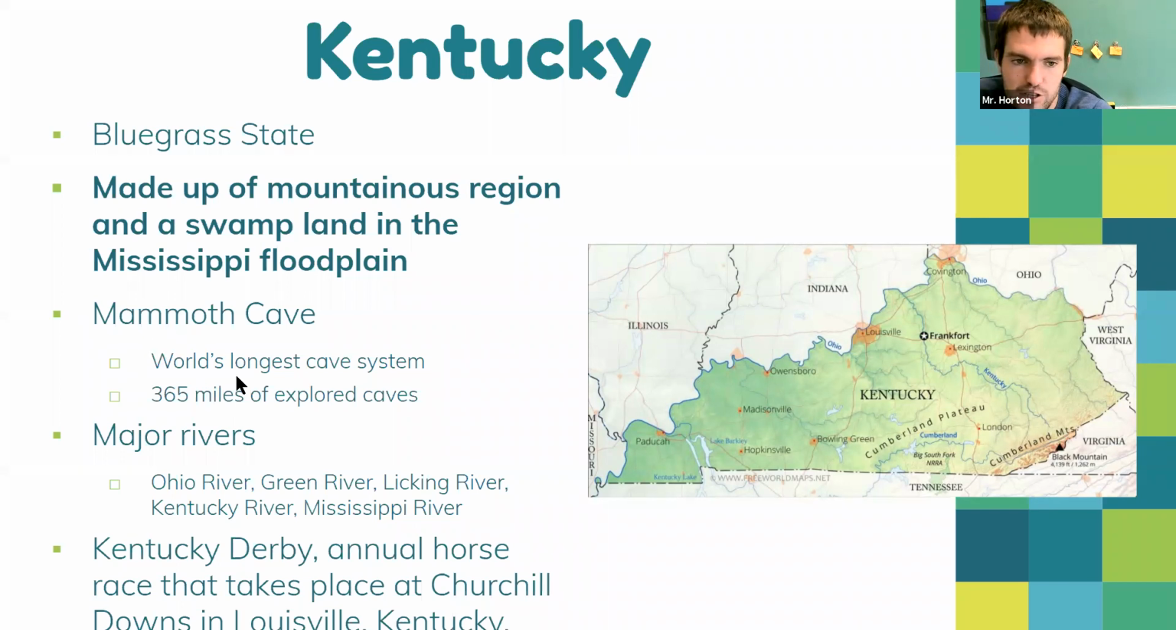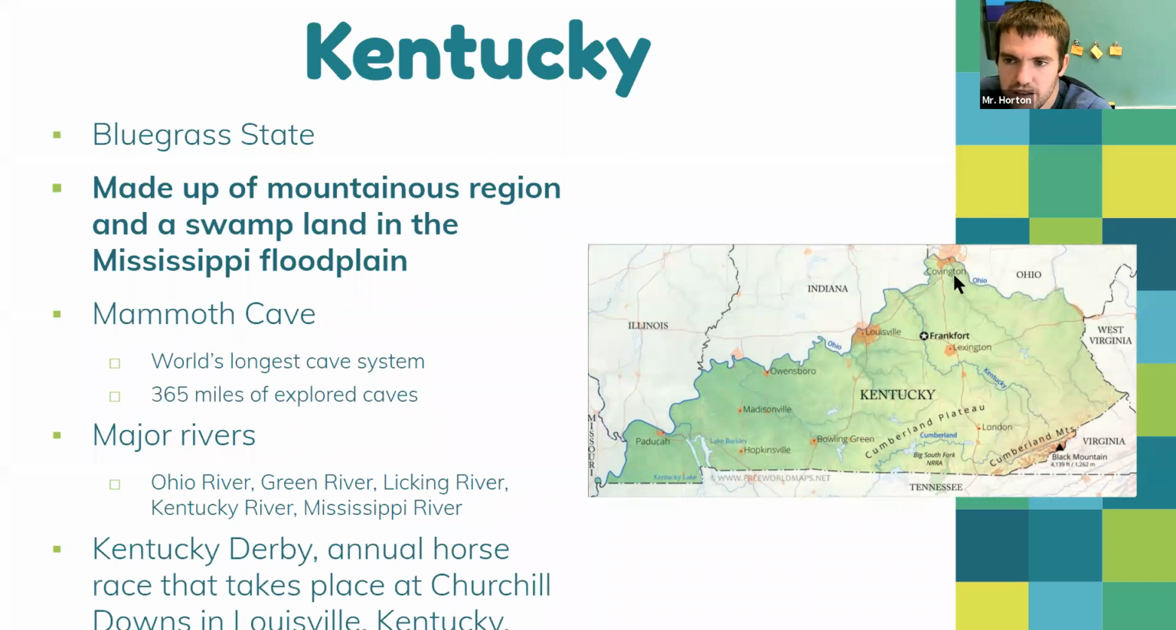Mammoth Cave is actually the world's longest cave system. There's about 365 miles of explored caves, and there's still some caves that haven't been explored yet. If you're ever interested in going underground and being in a cave, Mammoth Cave is the place to go, and it's close to Ohio. That's all you need to write down for Kentucky: Mammoth Cave.